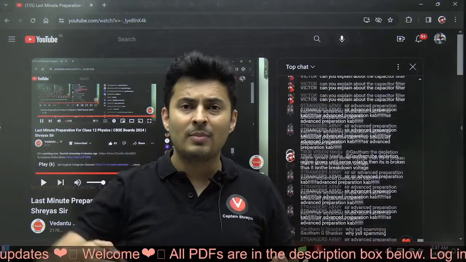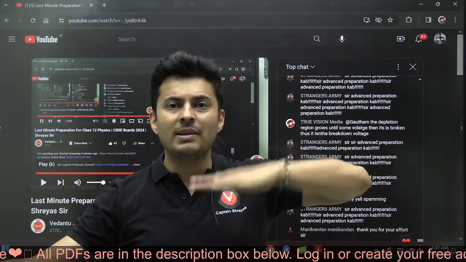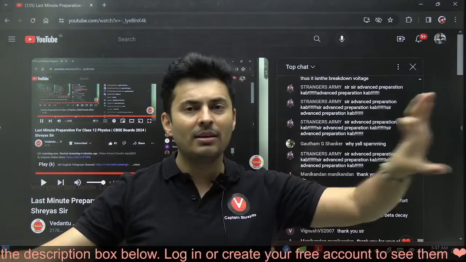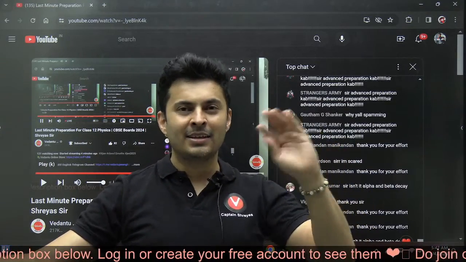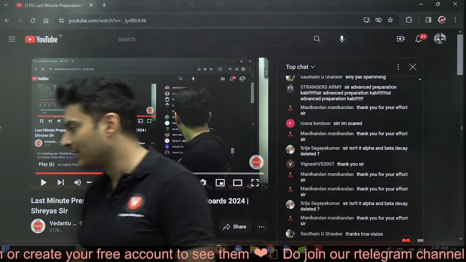Otherwise, the output is maximum, minimum, very uneven voltage and current. It is not uniform. A DC should be flat. It should not be varying, because the DC which you expect from a battery is a flat voltage. I hope that is clear.